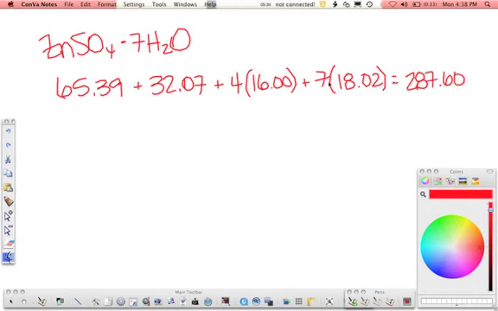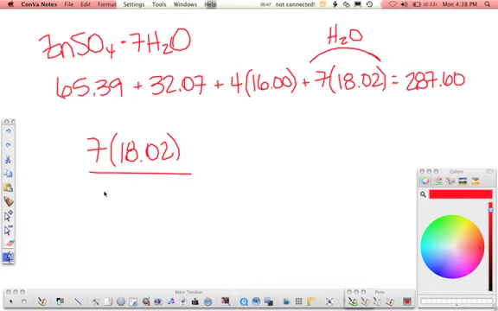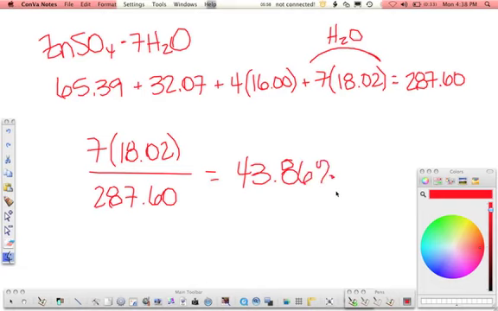287.60. So to figure out the mass percent of water, this part right here was the only part that dealt with our water. So we take 7 times 18.02 for our waters, divide it by 287.60, and you end up with 43.86% water.